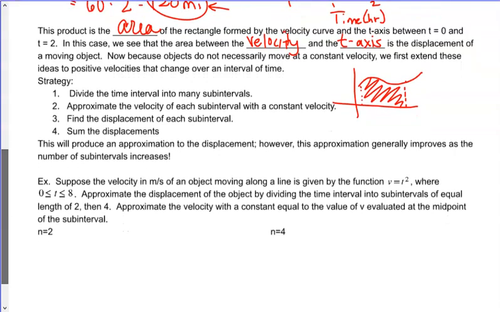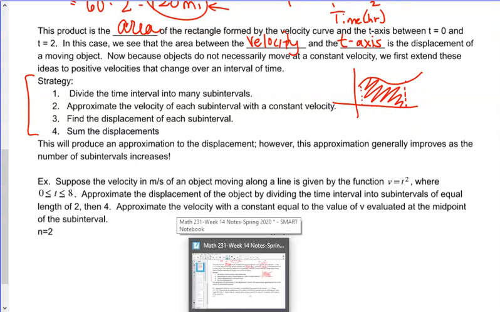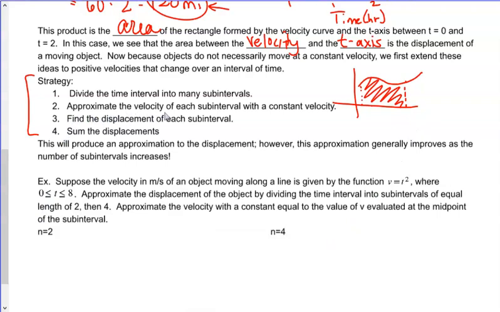Okay, so here's a strategy that we're going to take in order to find some of these areas. At the start, we're going to divide our time interval into many subintervals. So instead of going from 0 to 2, maybe I go from 0 to a half, and a half to 1, and 1 to 1.5, and 1.5 to 2. We're going to approximate the velocity of each of those subintervals with a constant velocity, and then we're going to find the displacement of each subinterval, aka the area of the rectangle that's created.